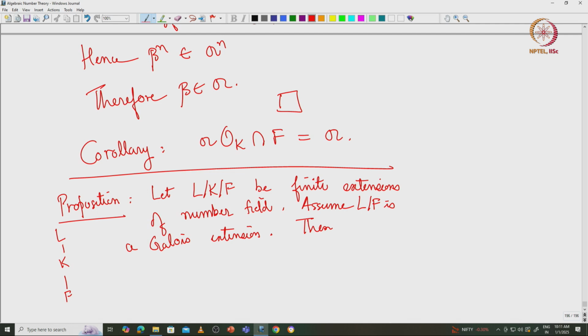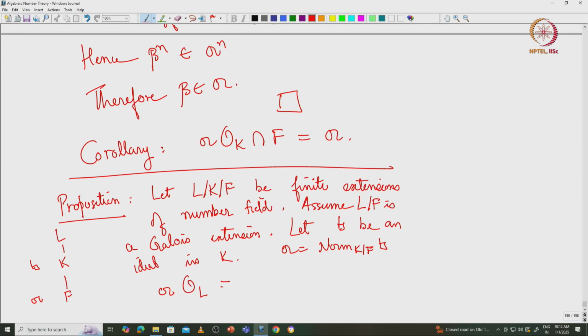We can take, let B be an ideal in K, and A equal to the norm from K to F of B. So B is contained in K, A is an ideal in F, and what I am saying then is that if you extend A to L, this is the same as the product over all sigma i's of extending sigma i B to OL.